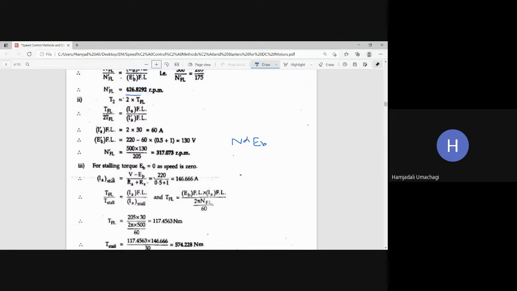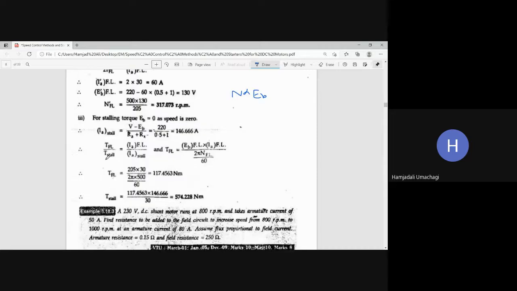Now calculate the current during stalling condition. Armature current during stalling condition is V minus EB divided by RA. This is the well-known equation. But now along with RA, we have added certain resistance. So V is 220, but EB is 0. RA is 0.5 and additional resistance is 1. So armature current during standstill condition is 146.666 ampere.